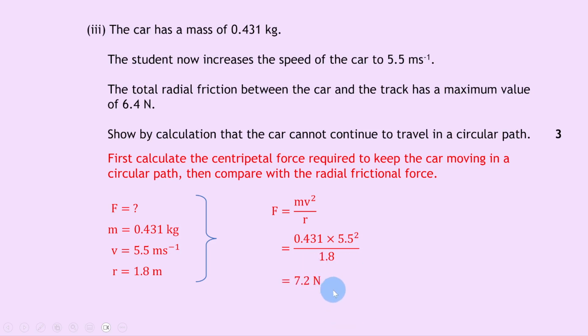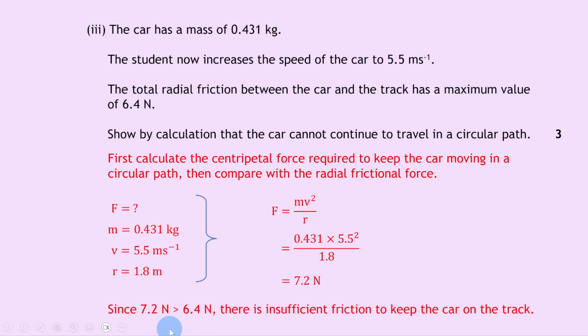But we're not finished yet. We need to now compare this with the radial frictional force, which we're told up here. So we can say that since 7.2 newtons for the centripetal force is greater than the 6.4 newtons for the radial frictional force, then there is insufficient friction to keep the car on the track. So we would need the frictional force to be equal to 7.2 newtons or greater than 7.2 newtons in order to keep the car on the track.